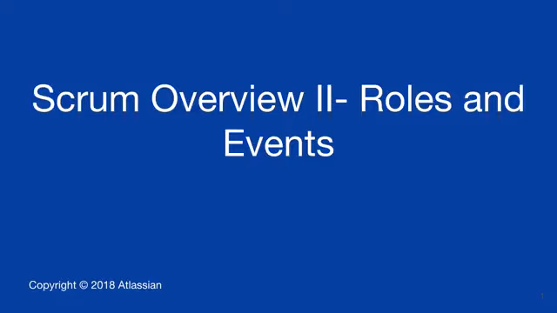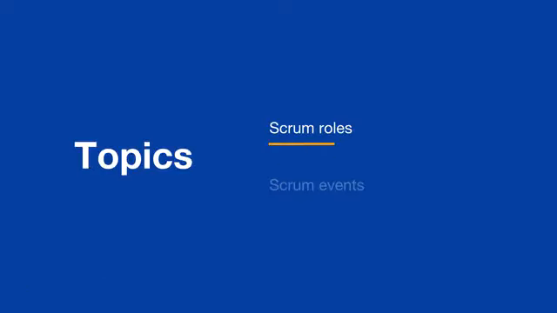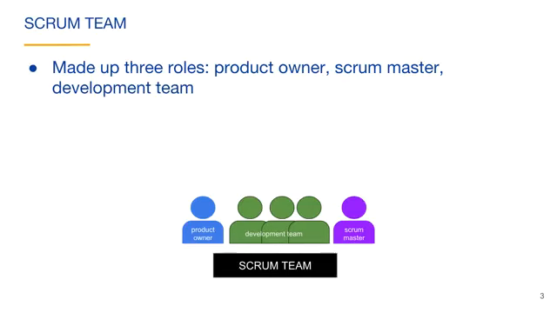In this video, we will continue with the overview of Scrum and discuss roles and events. We will start by discussing Scrum roles. A Scrum team is made up of 3 roles: Product Owner, Scrum Master, and Development Team.